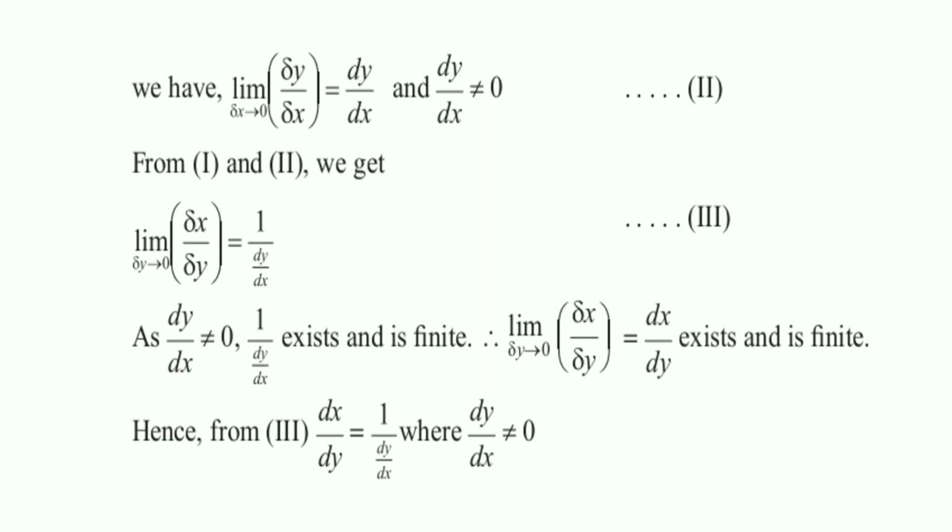Now from 1 and 2 we get limit delta y tends to 0 of delta x upon delta y, which is equal to 1 upon dy by dx. This is equation 3. As dy upon dx not equal to 0, 1 upon dy by dx exists and is finite. Therefore, limit delta y tends to 0 of delta x upon delta y, which is equal to dx upon dy, exists and is also finite. Hence, from 3, dx upon dy equals 1 upon dy by dx, where dy by dx not equal to 0.